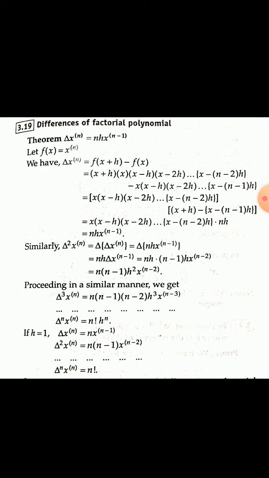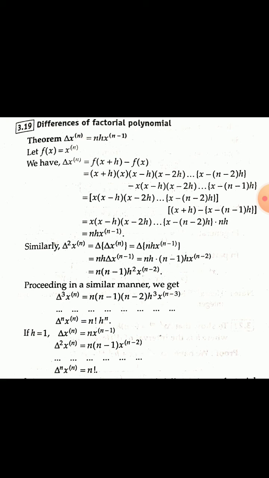By the definition of factorial polynomial, (x plus h)^(n) can be written as (x plus h)(x minus h)(x minus 2h) dot dot dot (x minus (n minus 2)h), and minus x^(n), the value of x^(n), is x(x minus h)(x minus 2h) dot dot dot (x minus (n minus 1)h). By taking the common terms, we will get x minus h, x minus 2h, up to x minus (n minus 2)h as common, and we are left with (x plus h) minus (x minus (n minus 1)h).